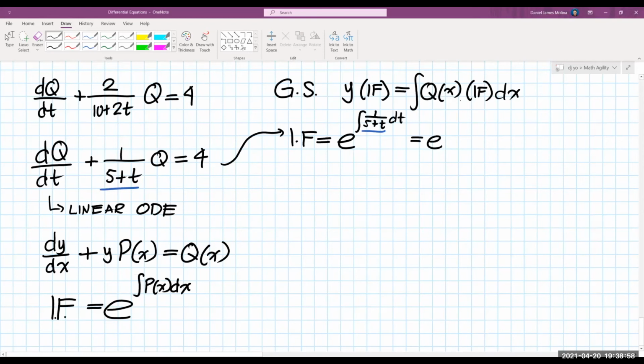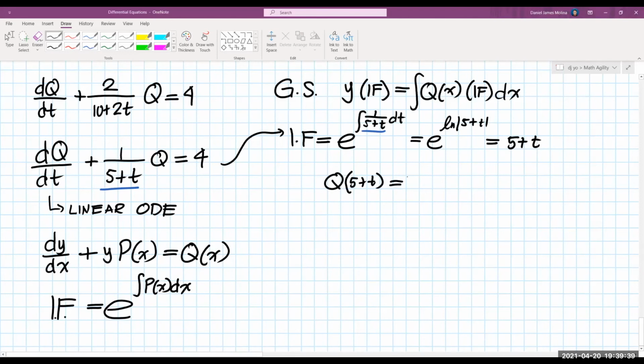So integrating the exponent, we have the natural log of 5 plus t. So that is equal to e raised to the natural log of 5 plus t, which gives 5 plus t. So that is actually our integrating factor already. Let's go directly to our general solution. Our general solution is q, that is y in our form, q times the integrating factor, 5 plus t.